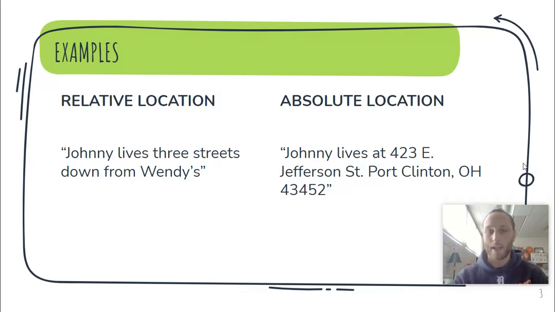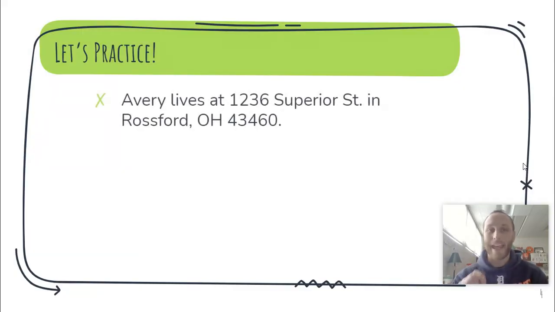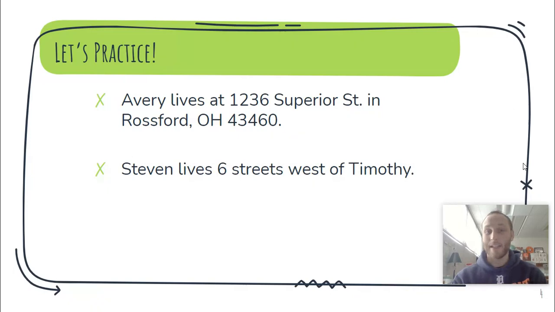Now I want you to try a couple on your own. First one, Avery lives at 1236 Superior Street in Rossford, Ohio, 43460. Is that absolute or relative location? Hopefully you said absolute location because we are given an exact address there. Second one, Stephen lives 6 streets west of Timothy. For that one, hopefully you said relative location because even though they're giving us how many streets exactly, we don't know exactly where on the street. We don't really know where Timothy lives, so that's a relative location.